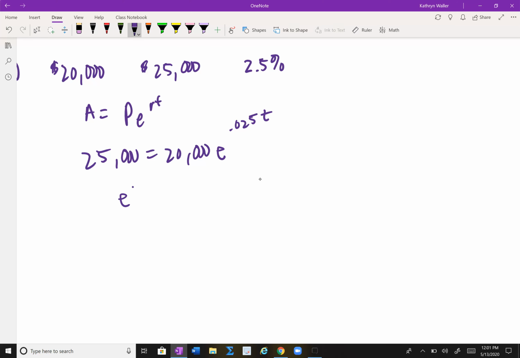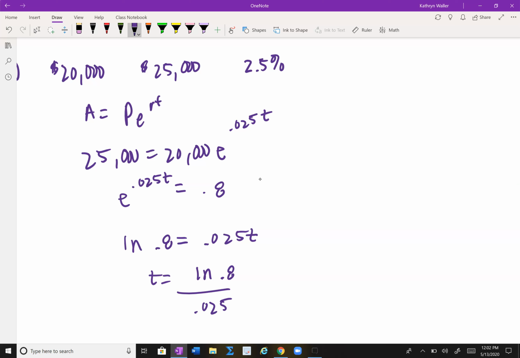Divide by 20,000. So e to the 0.025t is 20,000 divided by 25,000, which is 0.8. Now I convert it. So log base e of 0.8, that's ln 0.8, is 0.025t. To solve for t, divide. So it's ln 0.8 divided by 0.025. So I'm going to go ln 0.8, close it off, divided by 0.025, hit enter, and I got a negative answer. I do not know why. Let me think of this.